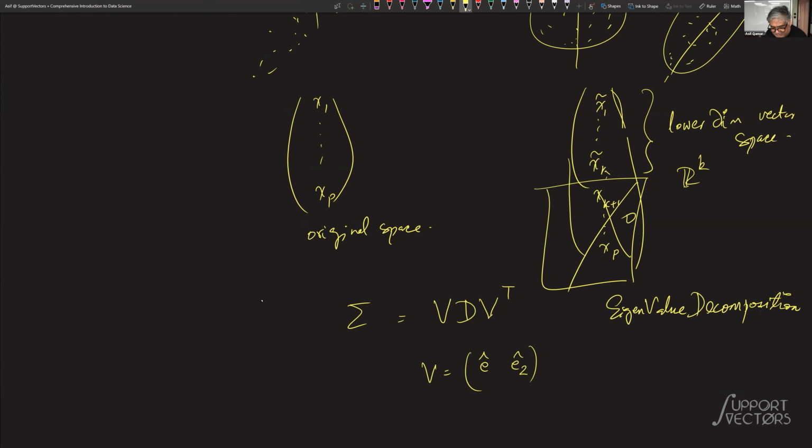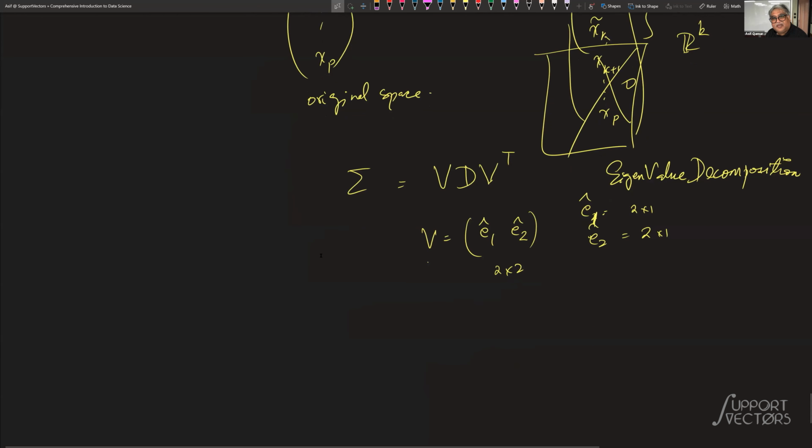You realize that this is a 2 by 2 matrix, right? Why? Because E1 is a 2 by 1 matrix. E2 also is a 2 cross 1 matrix. So this is a 2 cross 2 matrix, right? So this is V, and these are literally your principal components or principal directions, principal axes, E1 and E2. And the D is the diagonal. In fact, magically, you'll find that this is exactly this.